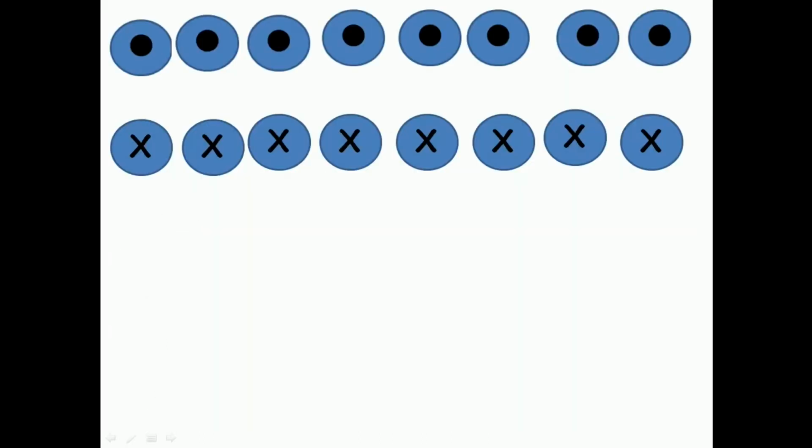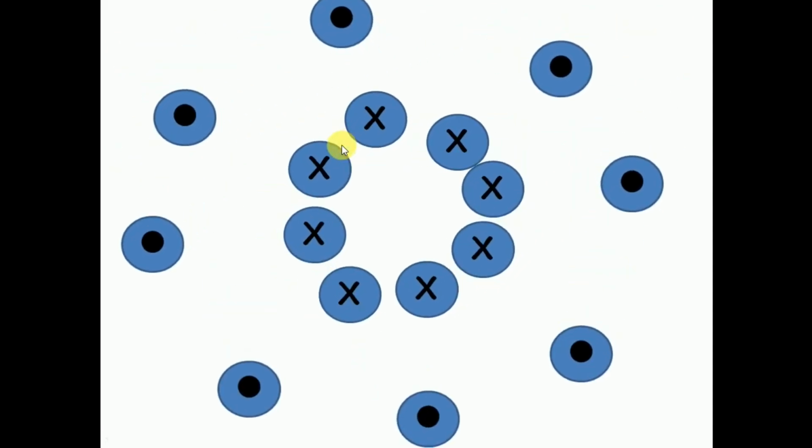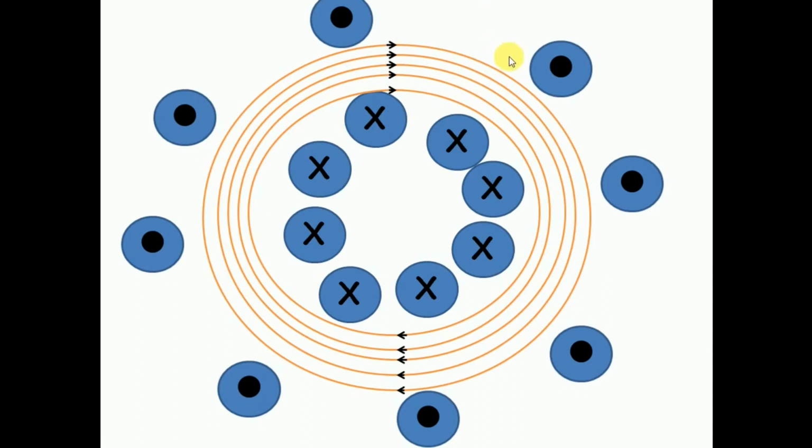Now we will make a toroid from a solenoid. This is a picture of a solenoid. Now if you join the two ends of a solenoid, you will get a toroid. As we already know, inside the solenoid there was magnetic field, outside there was no magnetic field. So if you draw the magnetic field here, there will be magnetic field inside the toroid, and just outside the toroid there will be no magnetic field.